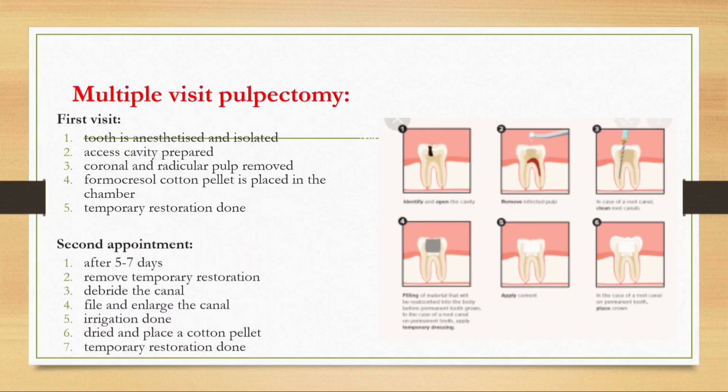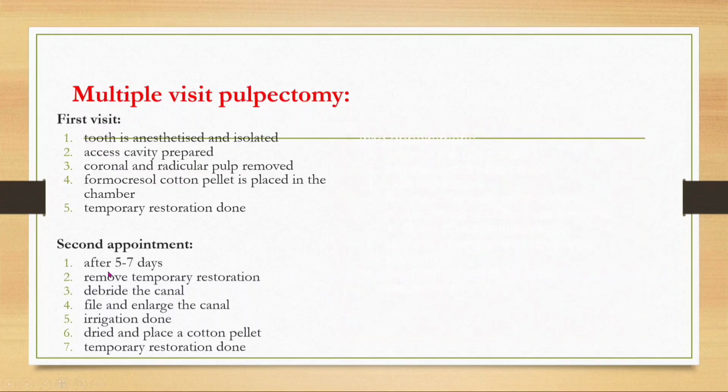Whereas in multiple visit pulpectomy, in the first visit a few procedures will be done and the remaining will be done at the second appointment. So first we do the anesthetization, isolation, access cavity, then the coronal and radicular pulp is removed. After that, a formocresol cotton pellet is placed in the chamber and a temporary restoration is kept. At the second appointment, we call the patient after 5 to 7 days, remove that restoration, debride the canal, filing, irrigating, drying, and keeping a temporary restoration.